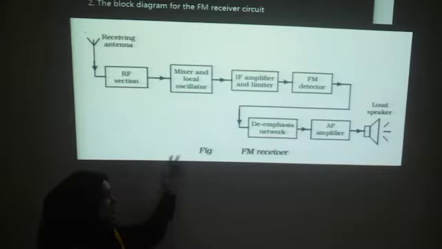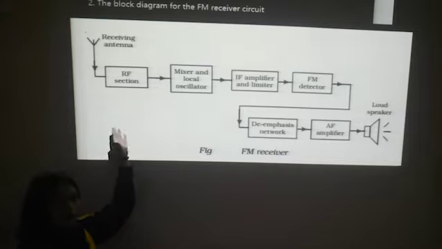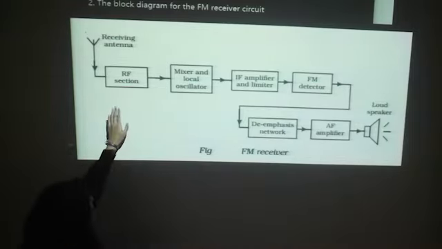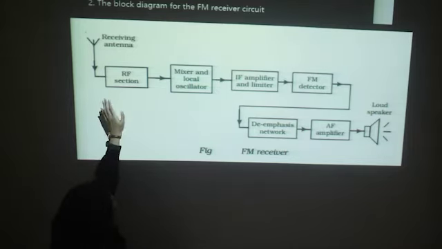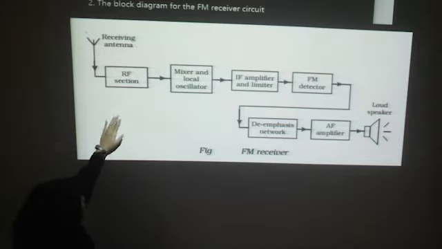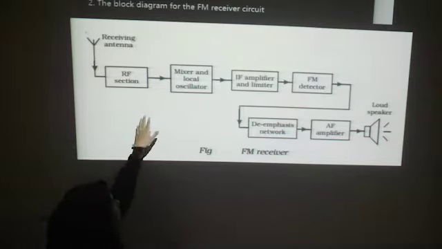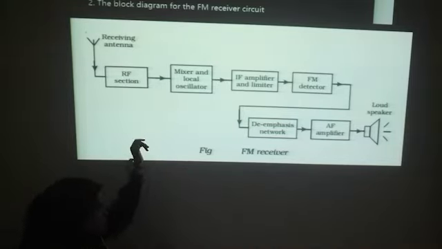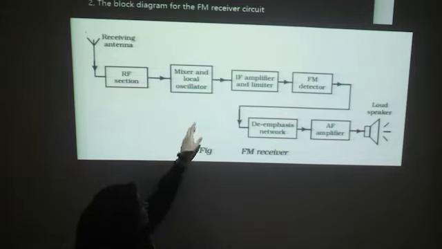This is a block diagram for the FM receiver. The receiving antenna receives from the FM transmitter. The first block is the RF section, which is the receiver frequency section. The receiver frequency section carries the signal from the transmitter, and the mixer and local oscillator change the frequency of the signal.